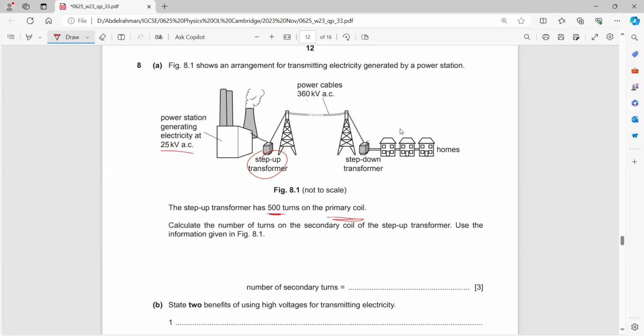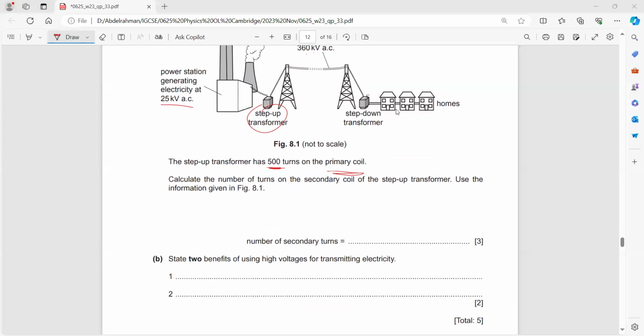has 500 turns on the primary coil. I need to find the number of turns on the secondary coil, right? I only have one equation. What's the equation I use? Tell me. VP over NP equals VS over NS. I have everything other than the number of secondary turns. Do you have a question? What's the VP? VP is 25.